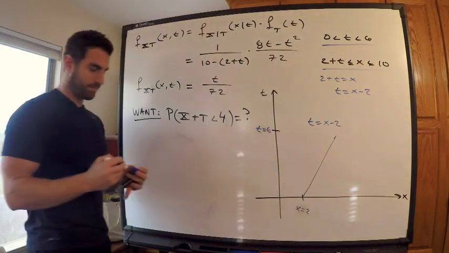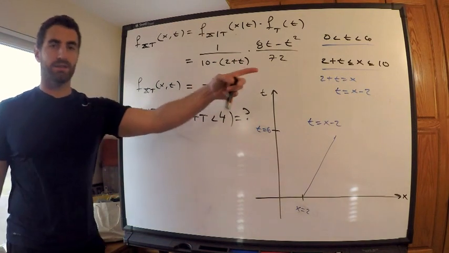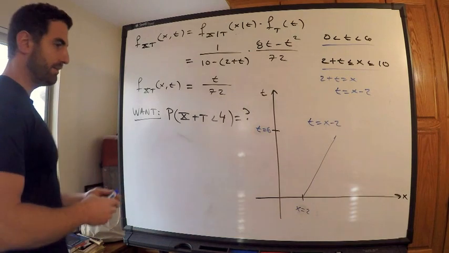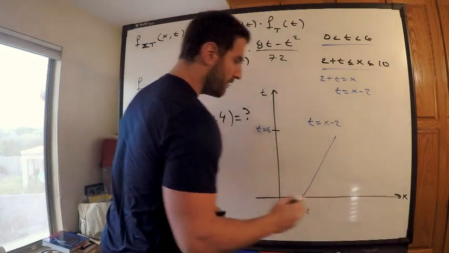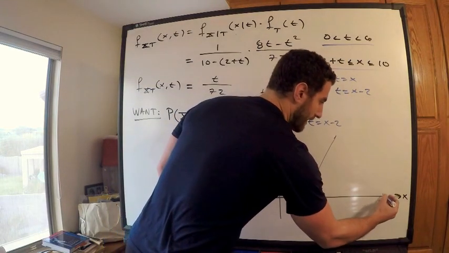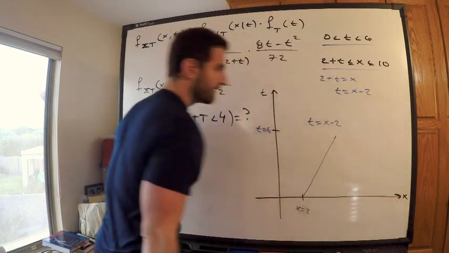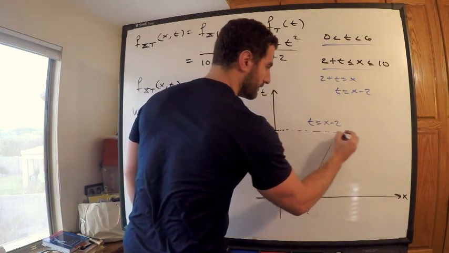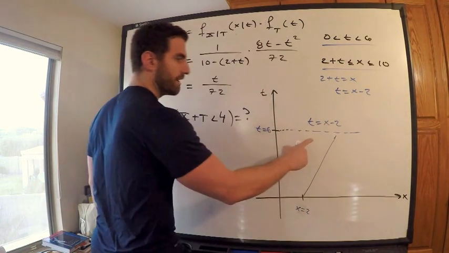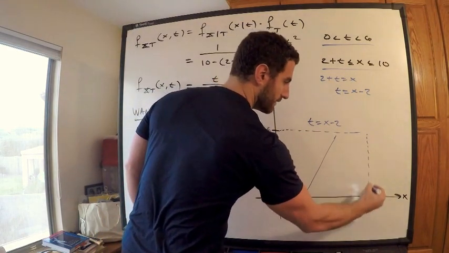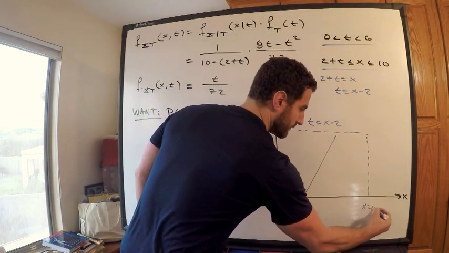That's that line. And then x is also bounded above by 10. So over here I have x equals 10. And that's going to be somewhere over here, because remember, I have t equals 6. When it intersects here, that's going to be 8. So it's going to be about right here. So let's say that x equals 10.